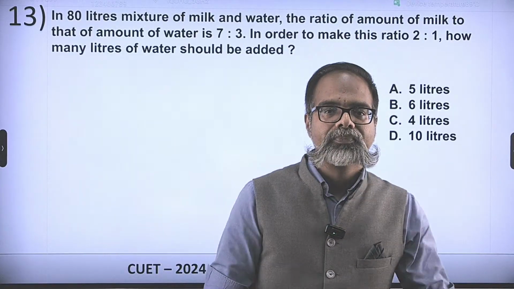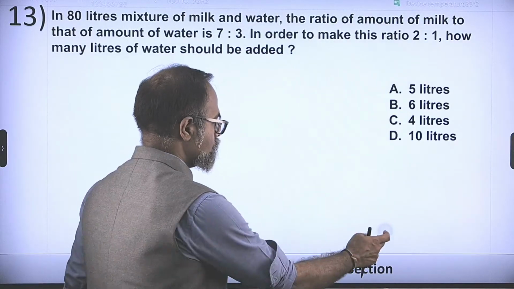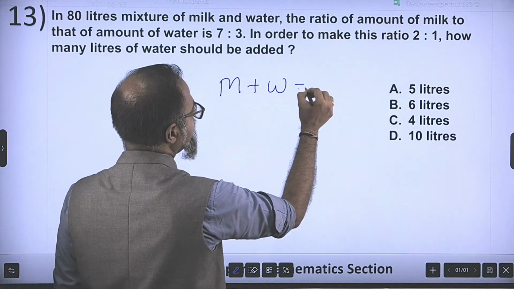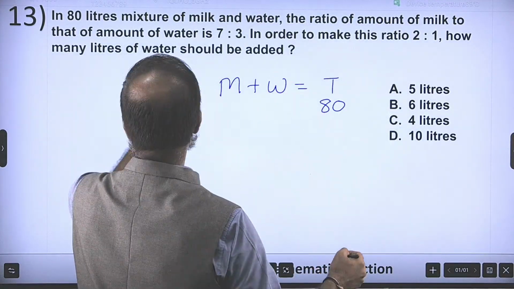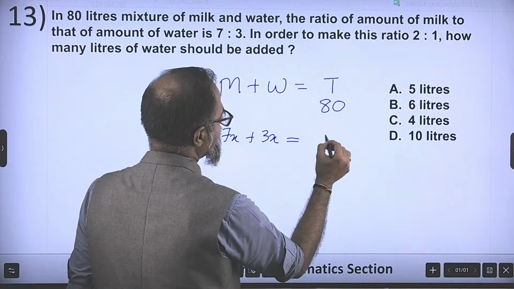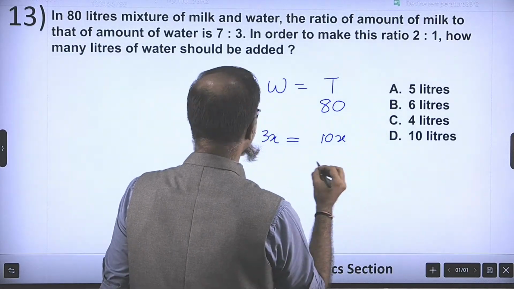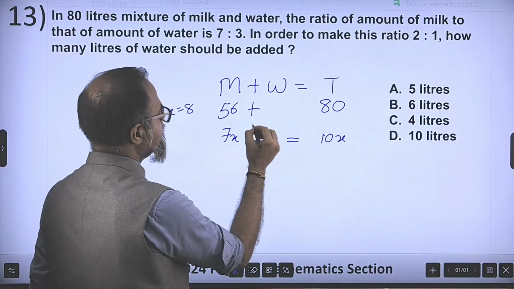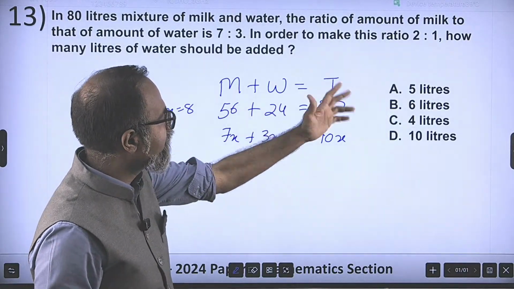Next one. In 80 liters of mixture of milk and water, the ratio of... okay, so my standard method, the moment I see milk plus water is total. So in 80 liters of the mixture, the amount of milk to water was 7:3. So 7x milk, 3x water, 10x. So I get the value of x equal to 8. So when I know x is equal to 8, 7 8s are 56 plus 3 8s are 24. 56 plus 24 is 80. So milk 56 liters, water 24 liters, total 80.